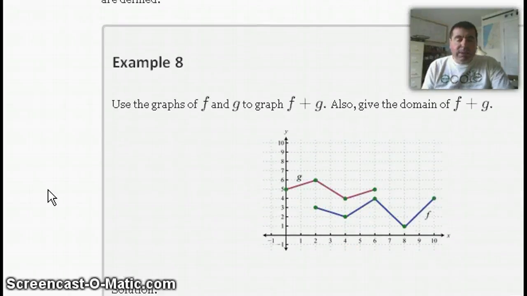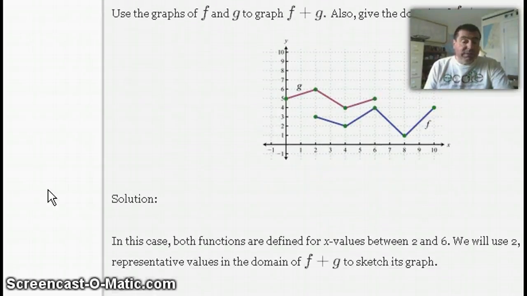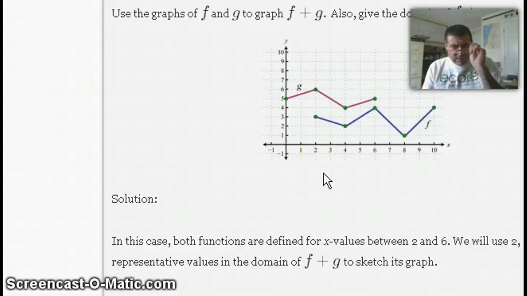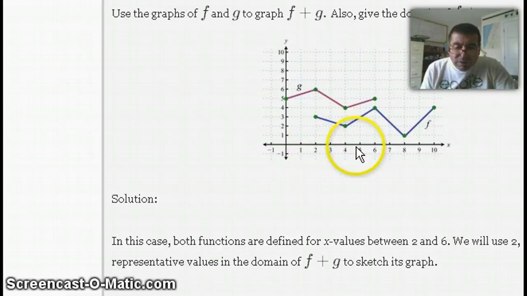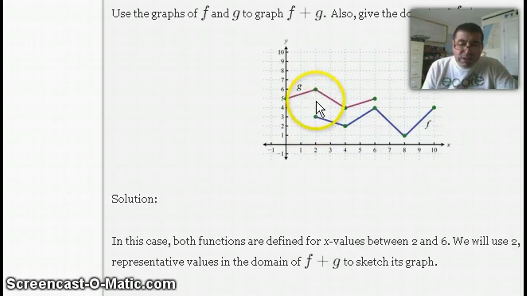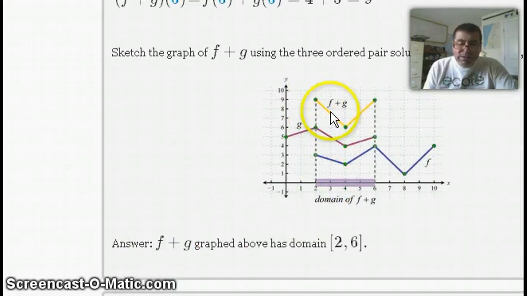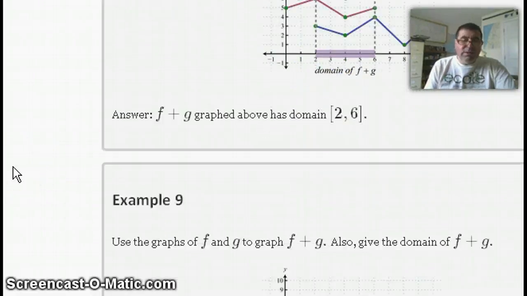Here's an example, example 8. Use the graphs to find f plus g. Well, that's a very good question. Now, if you notice over here, I haven't put my glasses on. It's kind of hard to see. But if I want to know what f plus g is, well, they're only defined for this particular region right here, 2 to 6. And I could add them together. So let's just do the 2. If I go up here, the blue f is 3, and then the g is 6, so that would be 9. I'll scroll down here. If you notice here is the sum of the two of them together.